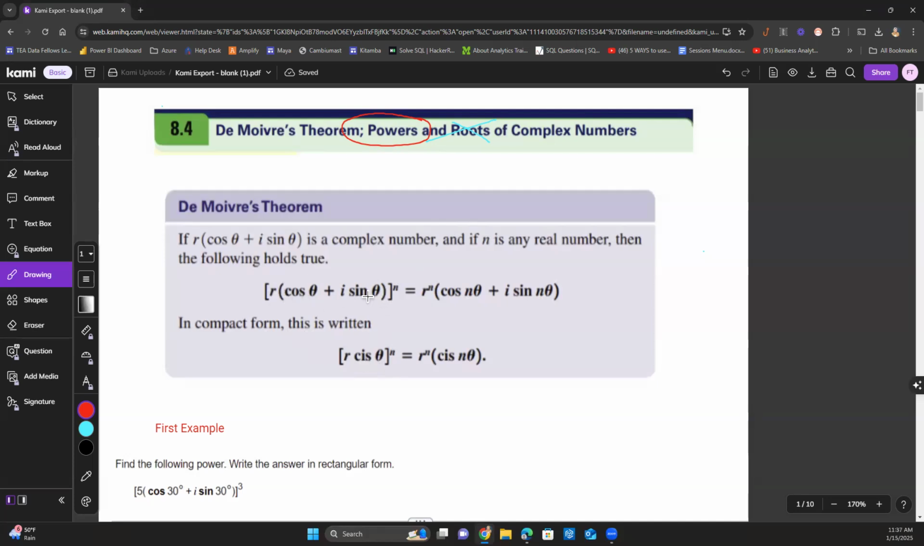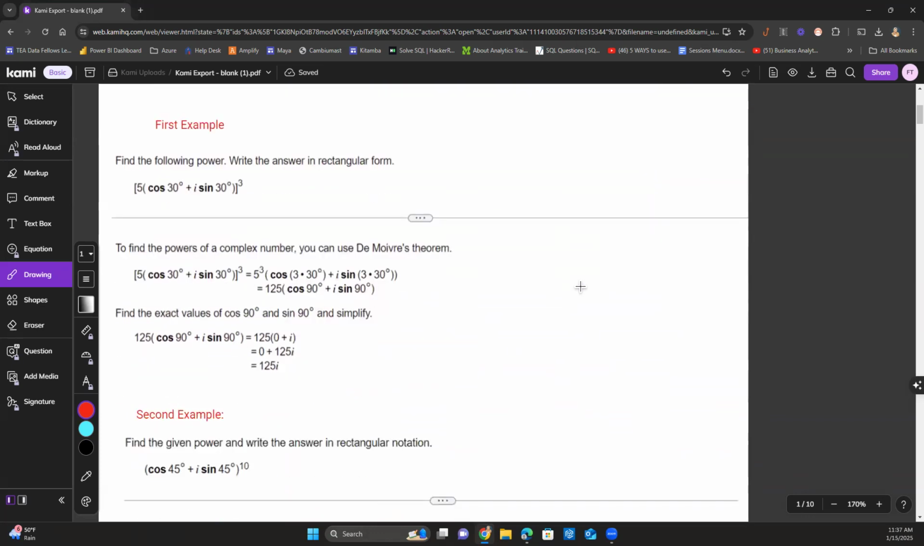So instead of cosine theta plus i sine theta, they might simply use cis theta. So in simple form, if you have r cis theta raised to an nth power, all we have to do is raise r to the nth power and multiply the given angle by n to find the equivalent expression. Let's take a look at some questions that I put on the homework.